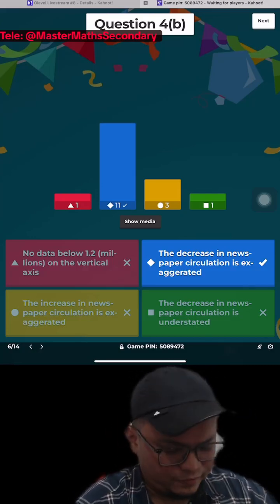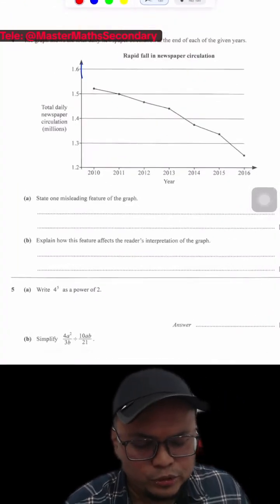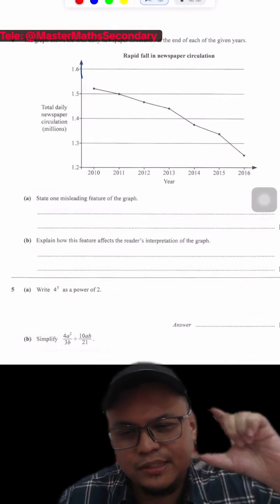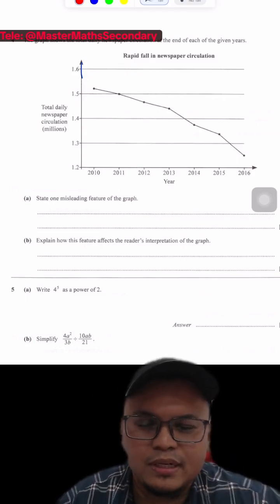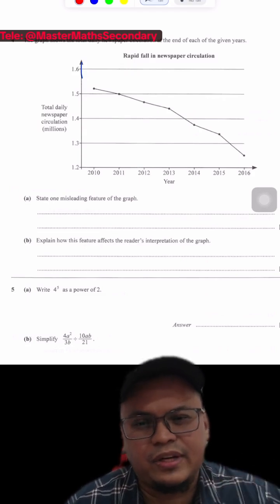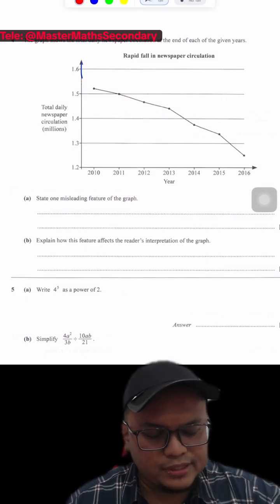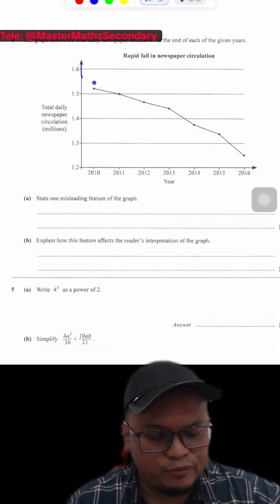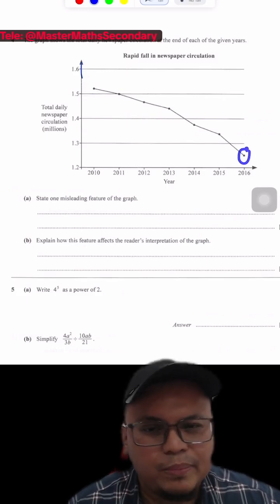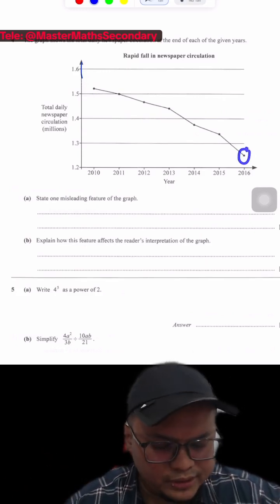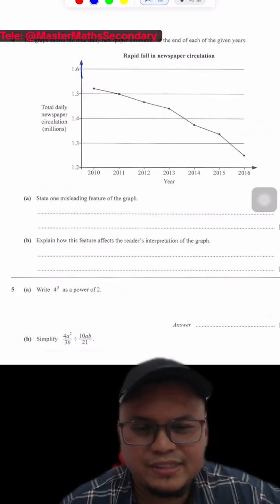So basically, if we go back to the question just now, the fact that you don't start from 0 means you are actually zooming in. You're zooming into the portion from 1.2 to 1.6, which makes the difference exaggerated. Because imagine, the decrease isn't that much. From slightly above 1.5 million to slightly above 1.2 million, it's not a big difference. But the fact that we don't start from 0 means that you are zooming in into the difference, and that makes the difference exaggerated.